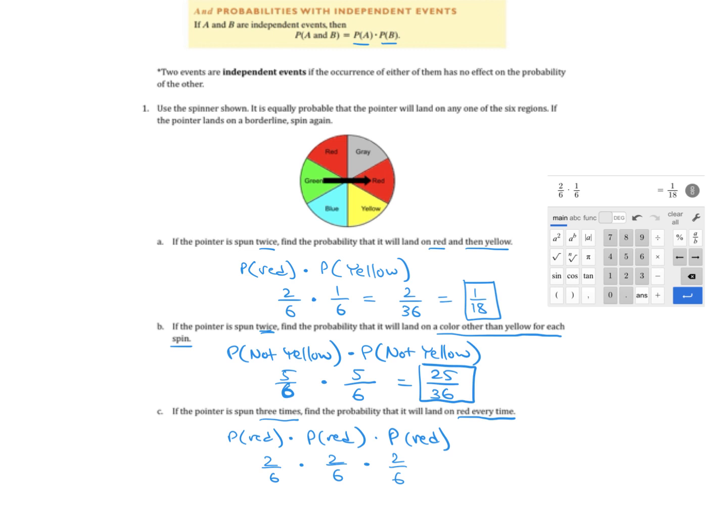Now multiplying the tops, 2 times 2 is 4, times 2 is 8. And 6 times 6 is 36, times 6 is 216. And 8 over 216 reduces to 1 over 27.